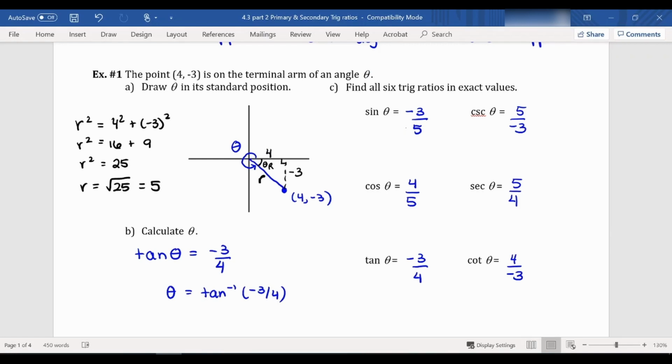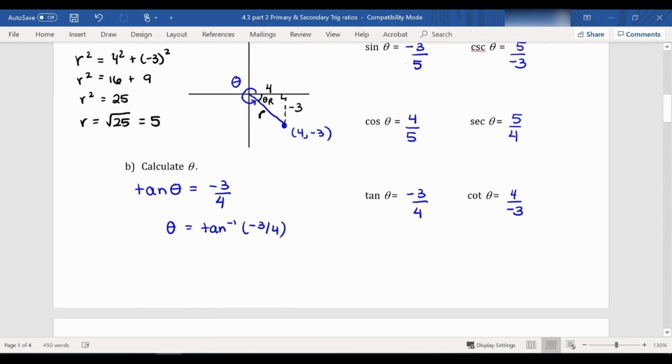Now, when we do this in our calculator, we need to decide if our answer is going to be in radians or in degrees. Right now, it doesn't tell us. I will probably use degrees simply because that's what we're comfortable with, and it didn't tell me that I needed to use radians. So if I do negative shift tan of -3 over 4, I get -36.8698, etc. So theta is -37 degrees.